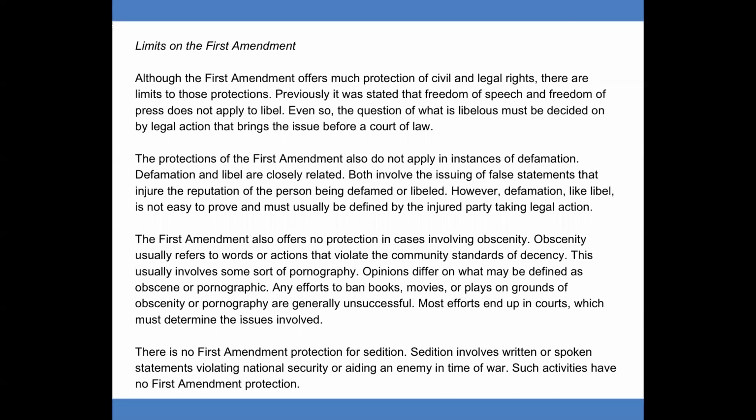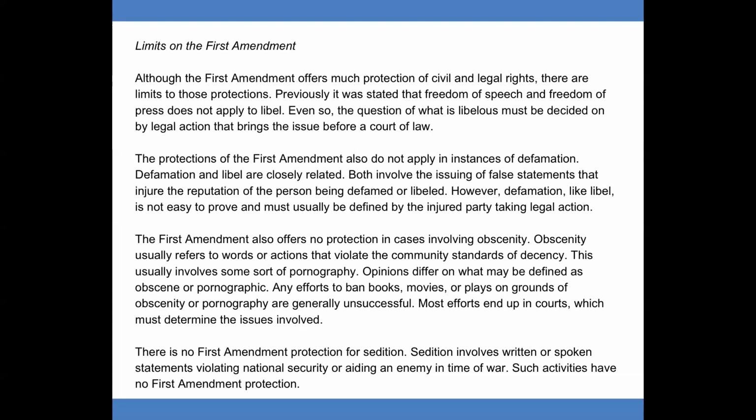The protections of the First Amendment also do not apply in instances of defamation. Defamation and libel are closely related. Both involve the issuing of false statements that injure the reputation of a person being defamed or libeled. However, defamation, like libel, is not easy to prove and must usually be defined by the injured party taking legal action. The First Amendment also offers no protection in cases involving obscenity.